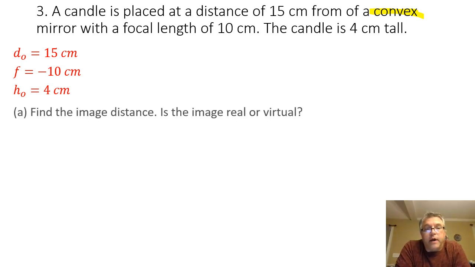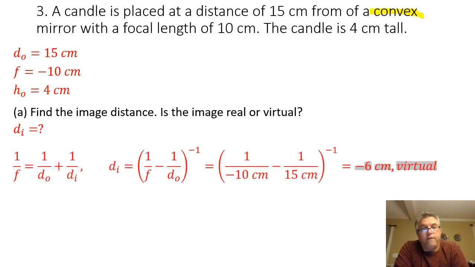So first we want to find the image distance, and we want to know if the image is real or virtual. So we're going to be solving for the image distance. Once again, we are going to start with our mirror equation, solving that for the image distance as we've done in the previous problems, and substitute our values for focal length and object distance into that equation. When we do the math out, we should have an image distance of -6 centimeters.